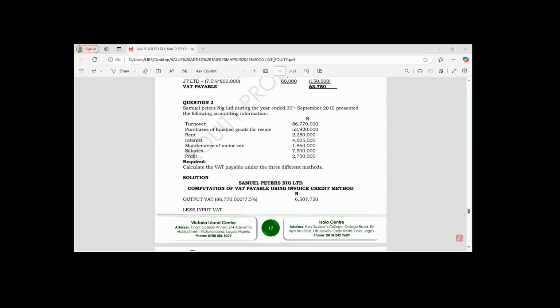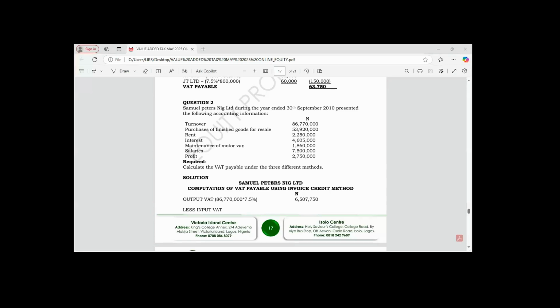If you could recollect, out of the 3 methods, the one adopted in Nigeria is the invoice credit method. But where the examiner specifies any method, please kindly adopt that method. But where the examiner just says calculate VAT, you have to adopt the invoice credit method. So we are going to start with the first one, the invoice credit method.